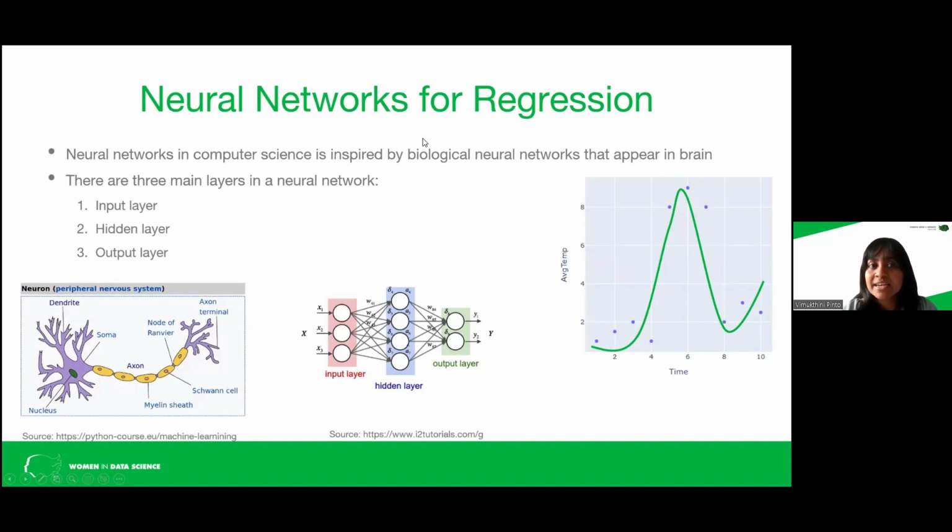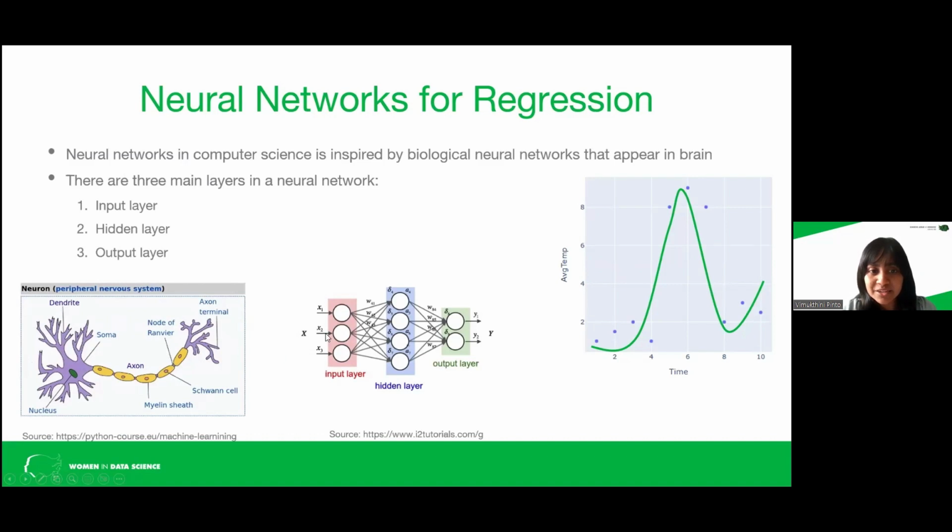Okay, so neural networks for regression. Neural networks are fancy ways to model data. We can do nonlinear regressions, and we can do these curvy lines quickly with neural networks. Basically, this is inspired by biological neural networks that appear in the brain.